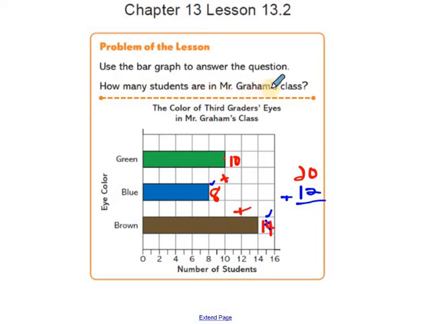So the answer is, how many students are in Mr. Graham's class? There are 32 students in Mr. Graham's class. If I went too fast, pause the video and replay, because being able to answer questions from a chart is pretty important.